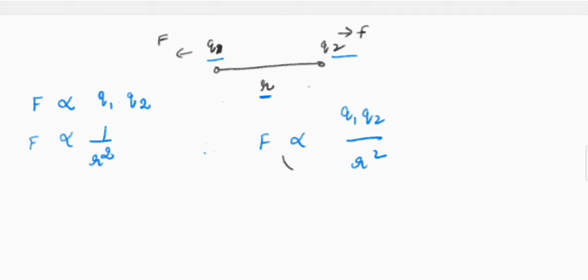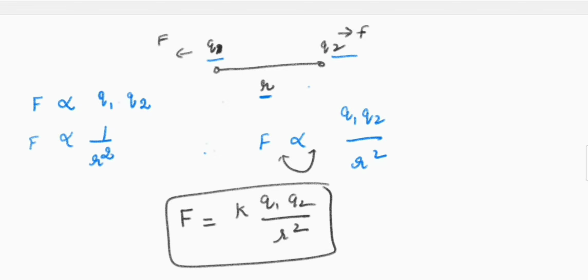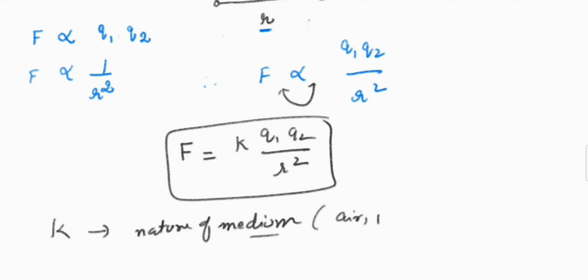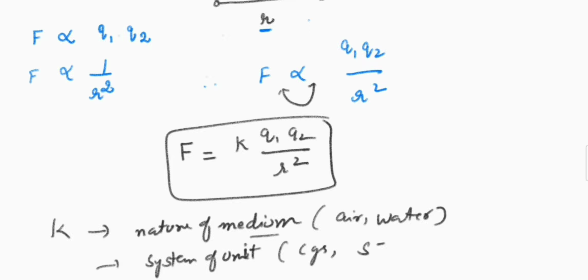Now we replace this proportionality sign with equality. So we'll write this force F is equal to K Q1 Q2 divided by R square. This is the formula. But always remember this K, the proportionality constant, always depends on the nature of the medium used. The medium can be air, water or anything else, and also it depends on the type of system of units we are using, whether it is the CGS system or the SI system.